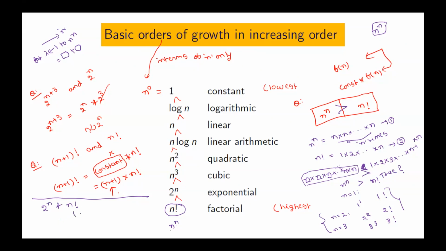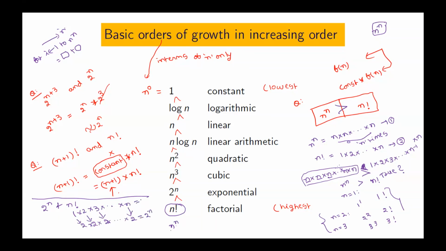n factorial means 1 into 2 into 3 and so on up to n. For 2 power n, now this 1 I'll replace with 2. This 2 also I'll replace with 2. This 3 also I'll replace with 2. This n also I replace with 2. Then what do we get? Now I'll take the product here. This value is going to be 2 power n.